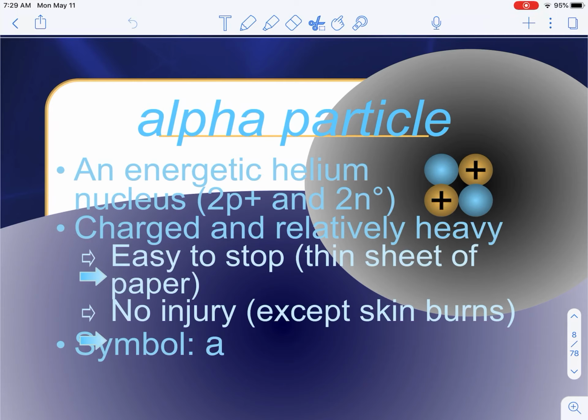So as far as a skin injury, it will cause a burn. But other than that, it doesn't cause a lot of damage internally unless you inhale the particle. Because now, instead of it being a burn on the outside of your skin, it's actually a burn on the inside in your lungs or your esophagus or your mouth or wherever it is. So that's what an alpha particle is.